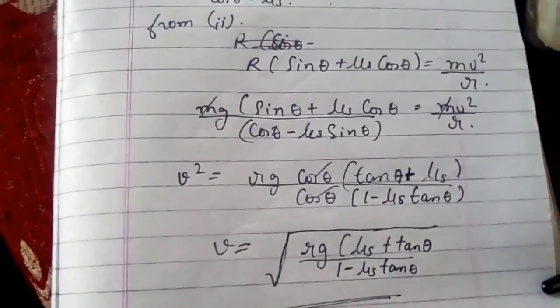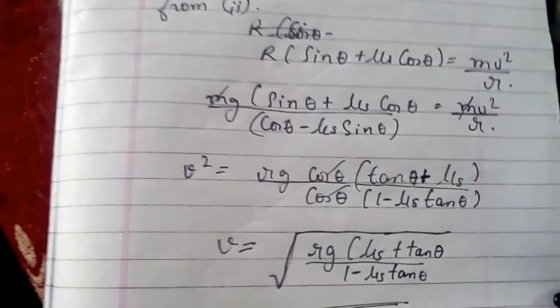So friends, this was the easiest possible explanation for the safe speed on a banked road.